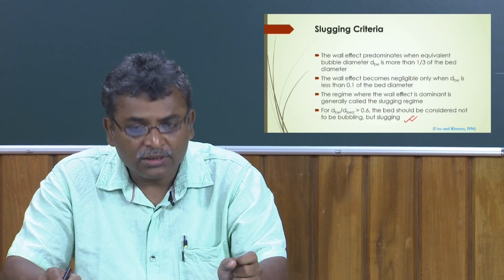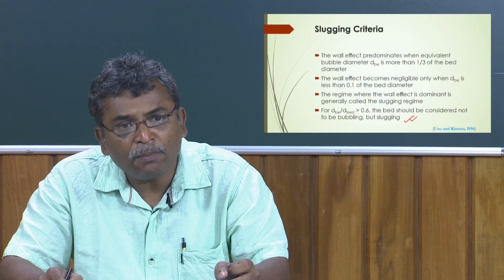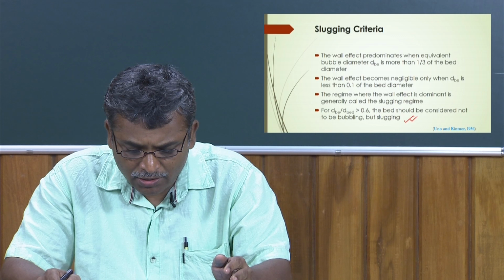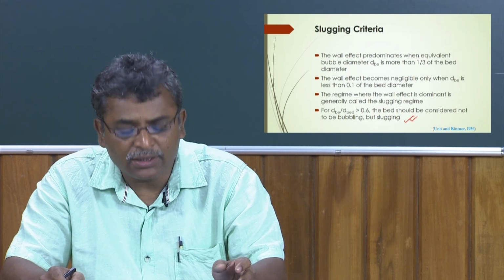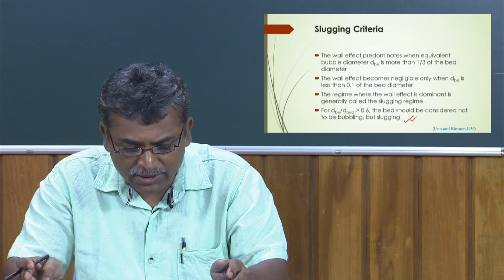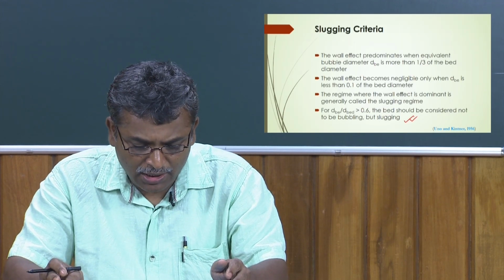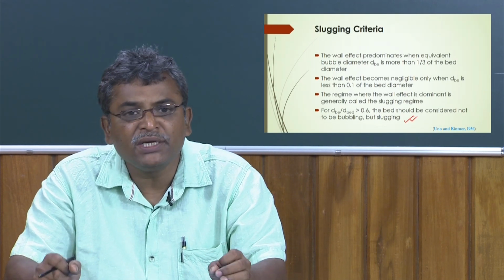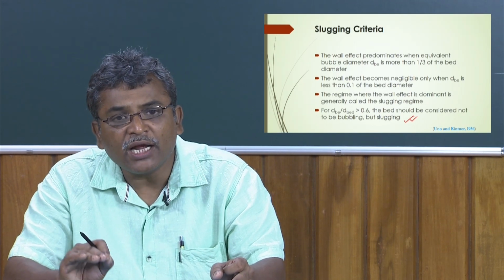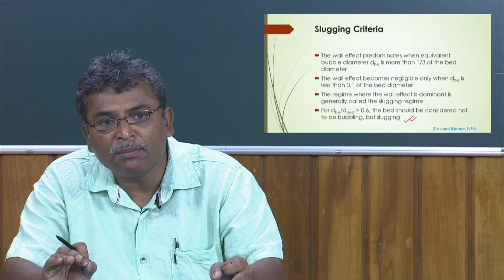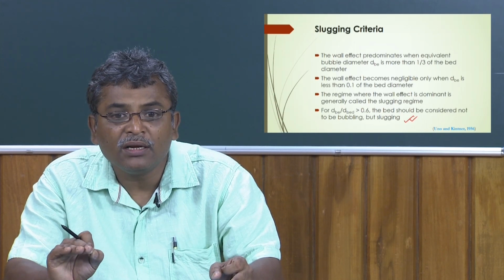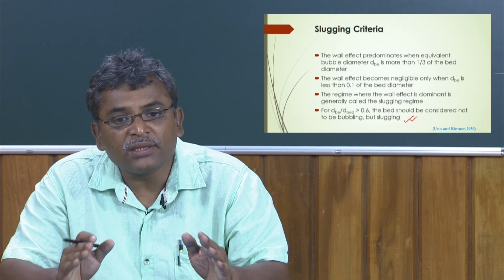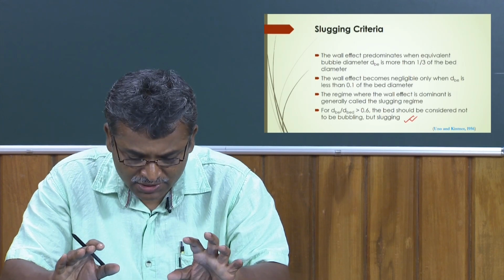So, what we observe is that we can get the slugging phenomena for a particular set of experiments, with constant particle and particle size, bed diameter, and also the gaseous medium. In that case, if we increase the gas velocity, there may first be particulate and then bubbling, and then slugging will happen if the equivalent bubble diameter is more than 1/3 of the bed diameter, which is just the formation of slug.